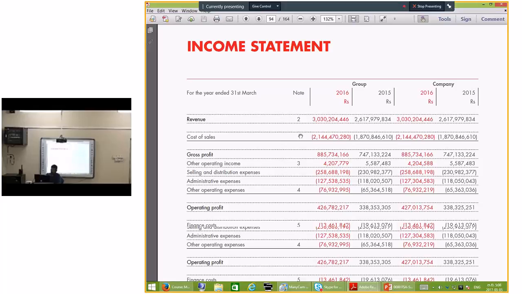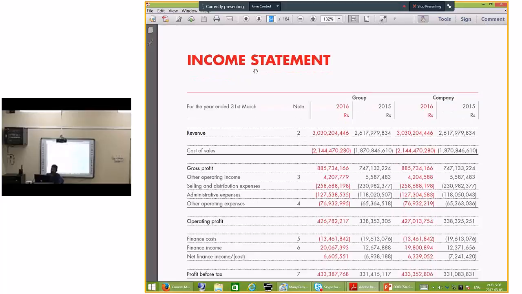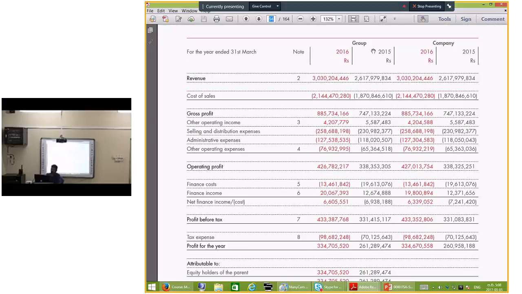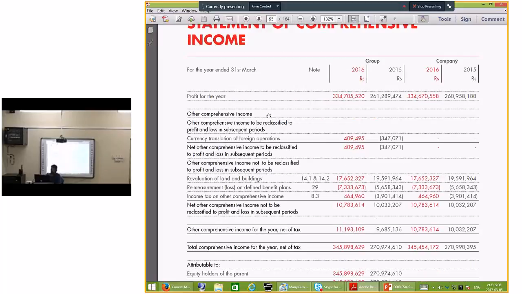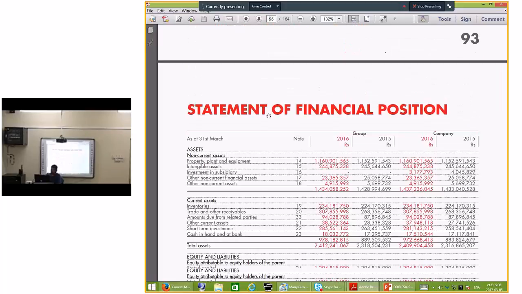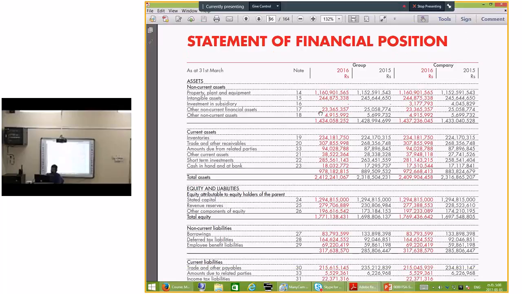Here, now you can see after 94 pages, now you can see the annual report. That means financial statement, right? Income statement, group or consolidated and the company during the last 2 years. You can identify the differences by comparing these two figures.